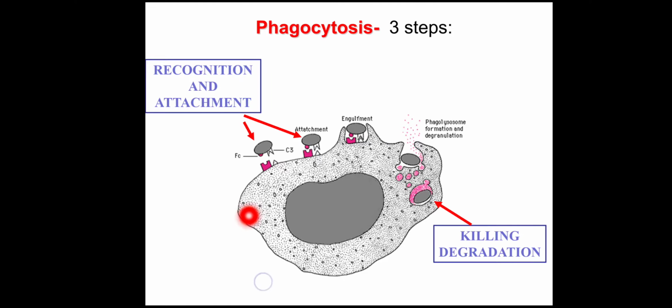So this is the first step. This is the WBC. It can be a macrophage or neutrophil, and it has certain receptors. There are some important receptors. One receptor is for the Fc component of the antibody. This is a microbe.